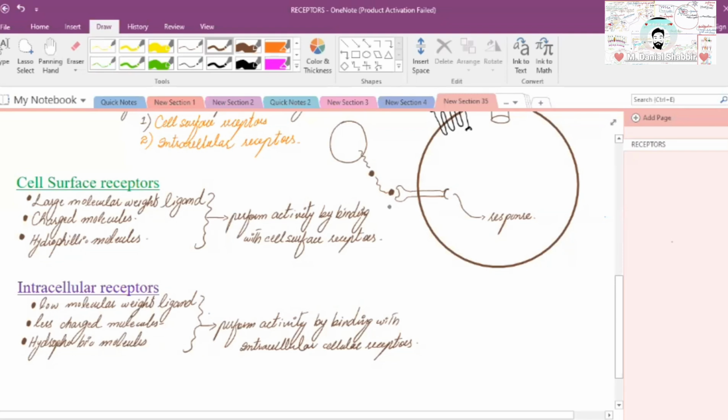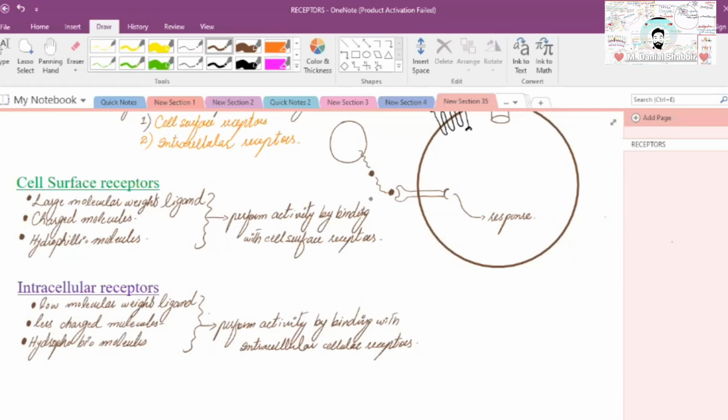And then it said, I will induce response in the nearby cell, because my molecular weight is higher, and here I am charged, and here my character is hydrophilic in nature, because I am unable to cross the cell membrane due to any of these three reasons.